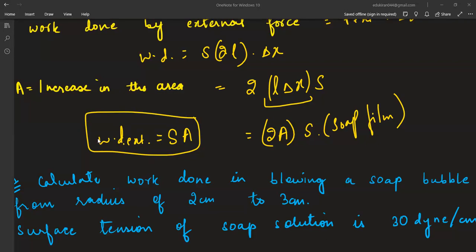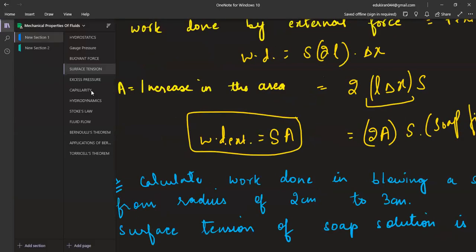Okay, I'll discuss this question in the next class now. So this completes surface tension as well. Then we are left with excess pressure and capillarity under hydrostatics.